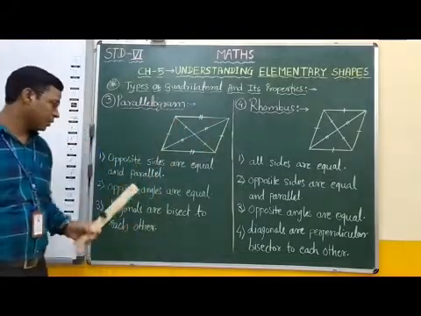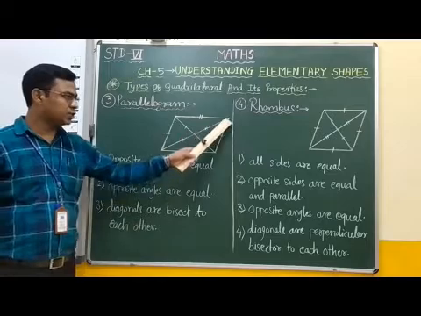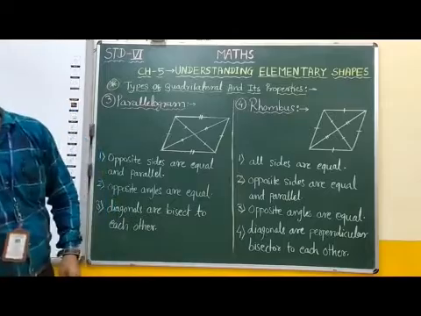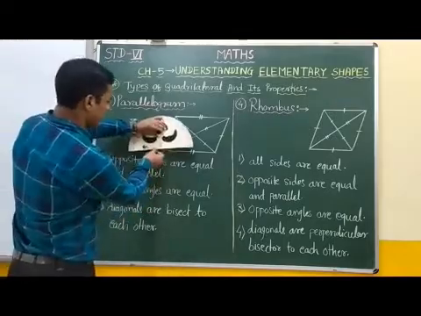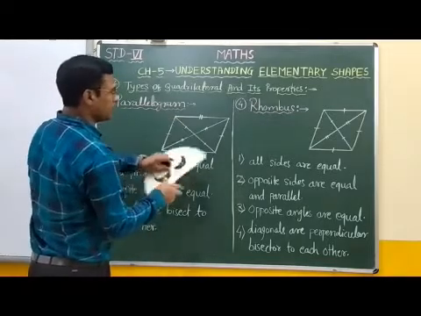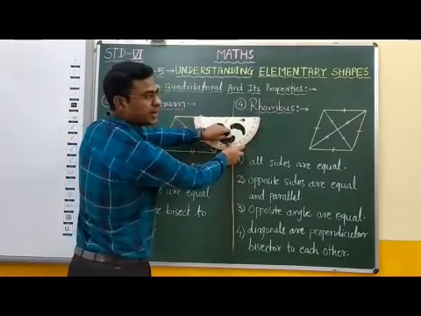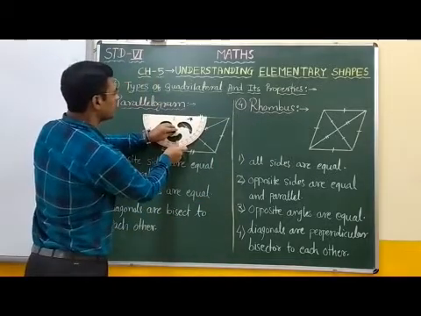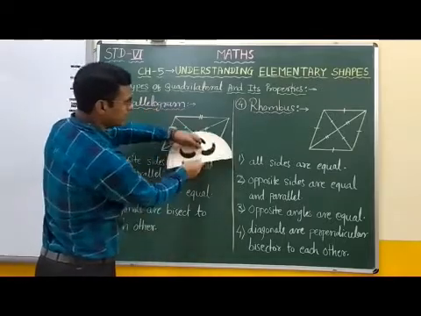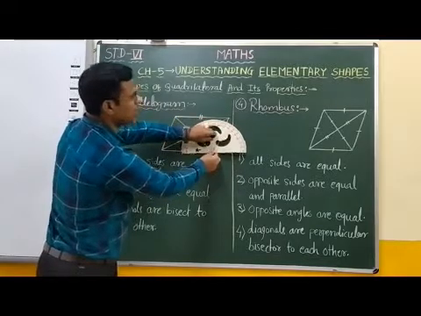Now, the second property: opposite angles are equal. In this parallelogram, these two angles are opposite angles and these two angles are opposite angles. If you measure these angles, this angle is 70 degree and its opposite angle is also 70 degree. Now this angle is 110 degree and this angle is also 110 degree.